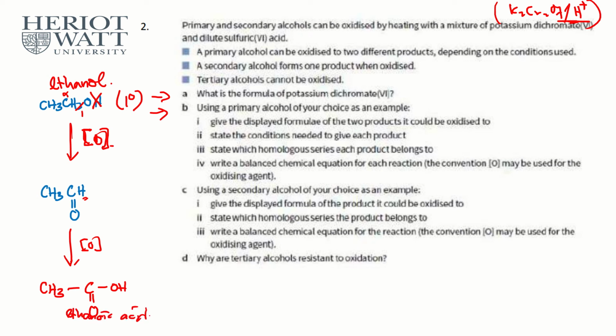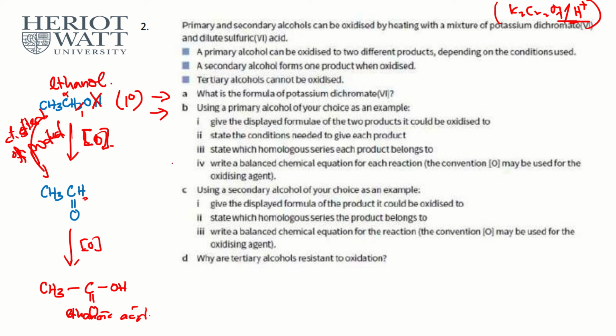Let me give you the conditions for each product. For the first one, you have the heat reflux as usual, but then you distill off the product immediately. Distill off the product if you want aldehydes alone. But if you want carboxylic acid, then you don't need to distill off, you just need to heat reflux all the way until you get the carboxylic acid. And state which homologous series each product belongs to. Aldehyde belongs to carbonyl compounds, and ethanoic acid belongs to carboxylic acids.